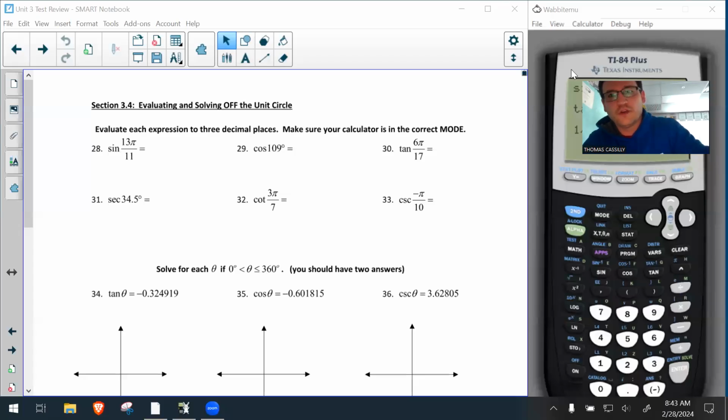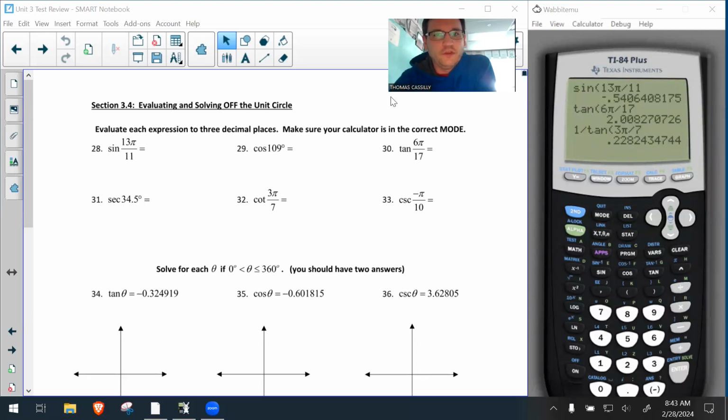All right, here we go. Section 3.4 of our Unit 3 test review here.